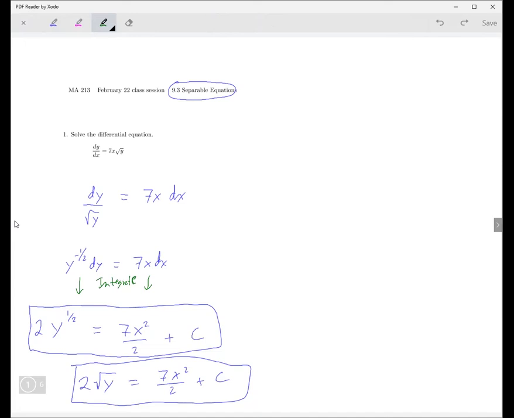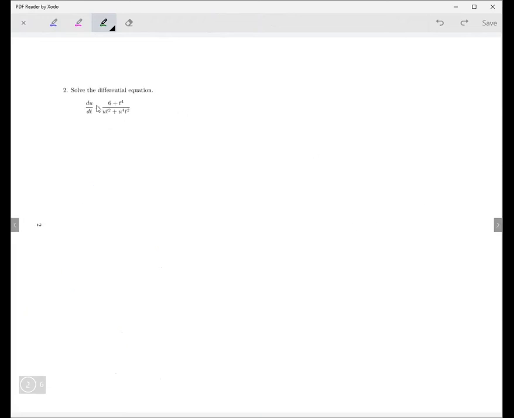Okay, let's do another one. This is going to be more of the same. So this differential equation, here we have du/dt. Again, treat this as a fraction. Let's do this first: the numerator is 6 plus t to the 4th, and the denominator is t squared times u plus u to the 4th. So we're going to split it up like that. We're able to factor a t squared out of the denominator.